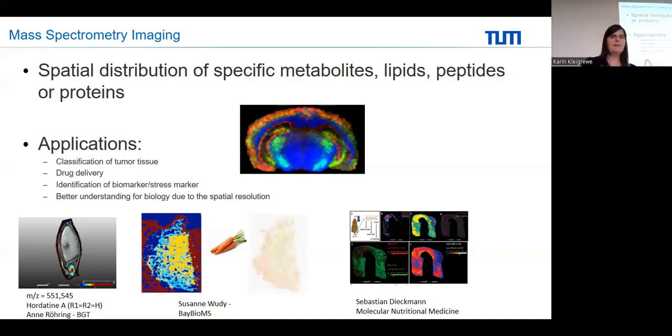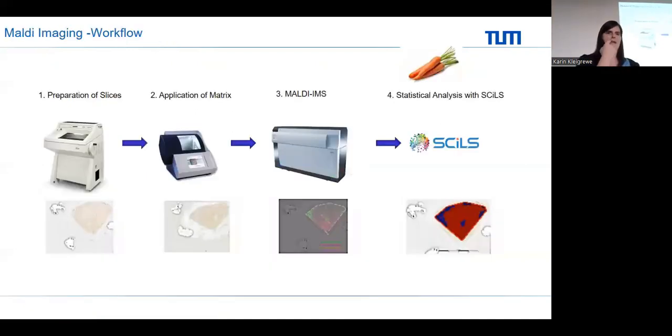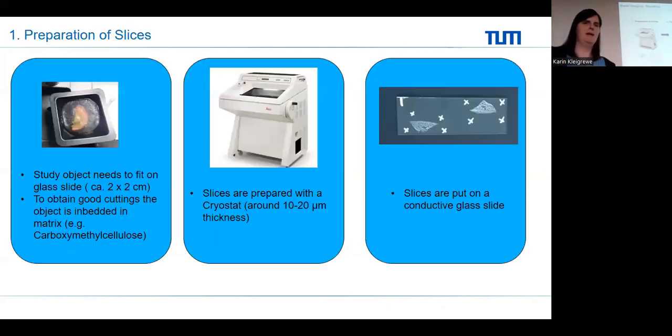So basically, how the MALDI imaging is separated. We need to prepare a thin slice of our tissue, plant, whatever you want to put into the machine. Then we need to apply matrix to it. Then we do the measurement, and afterwards you need to try to make sense out of your data. So I will quickly walk you through all those four steps.